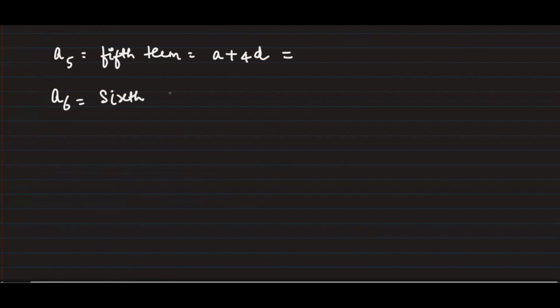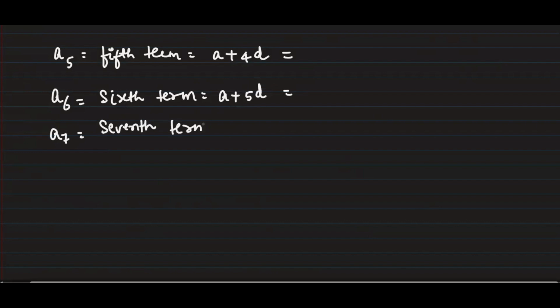Using the general form of an AP, we find the 5th term, A5, which is A plus 4D. We formed this using the general form of an AP. The 6th term will be A plus 5D. And the 7th term is equal to A plus 6D.